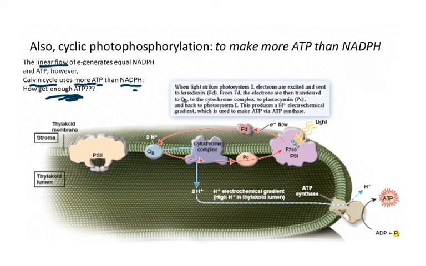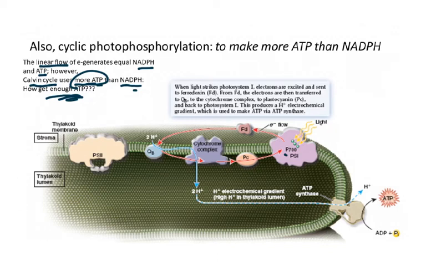Because the linear flow, what we've just looked at so far, will make an equal amount of NADPH and ATP. And we actually need more ATP. So how can we use this idea and actually generate a lot more ATP? And so the answer, it kind of also explains a little bit why we need PS1 as well.